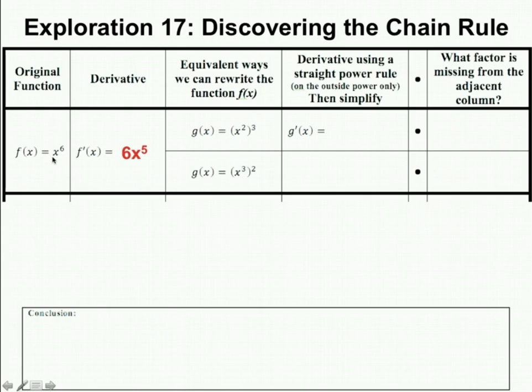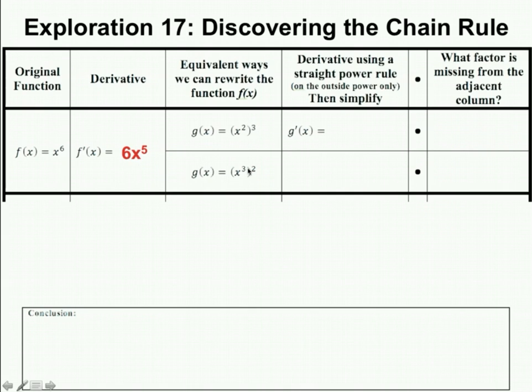But we can write x to the 6th these two ways. We can say x squared cubed, so this is also x to the 6th, right, because it's x squared times x squared times x squared. Or we can write it as x cubed squared. In other words, we could say this is x cubed times x cubed. Either one of these is the same as x to the 6th. So we know if we differentiate either one of these functions g, we should get 6x to the 5th. That's what the derivative should be. We know this because we're looking at the derivative right here.